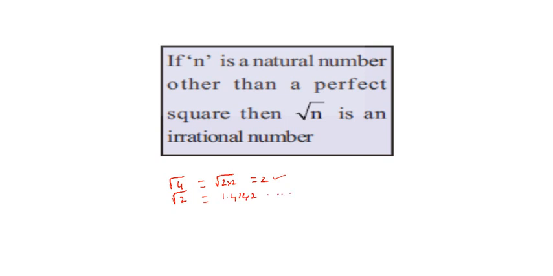Here 1.4142 is not on a number line. We left all those. These types of numbers are called irrational numbers. Here you may observe the definition. If n is a natural number other than a perfect square, that means here you observe 4 is a perfect square, but 2 is not a perfect square.